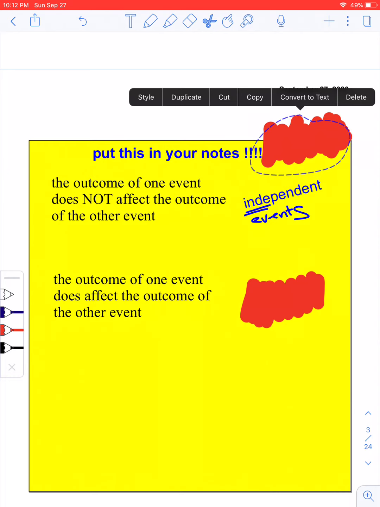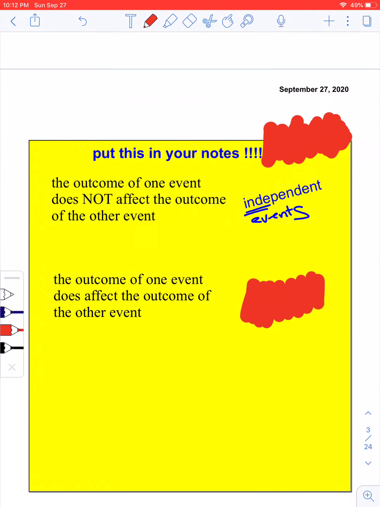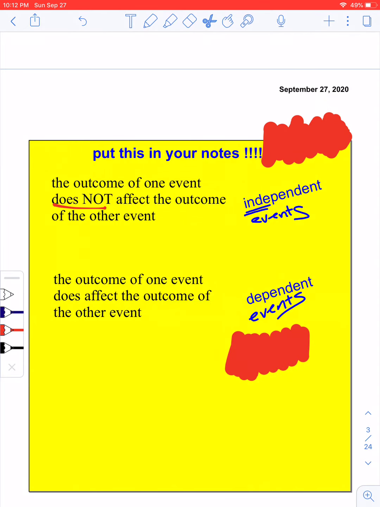Again, we know what compound is. It's more than one event. If those events do not affect each other, then we call them independent. Whereas if they do affect one another, then we call them dependent events.